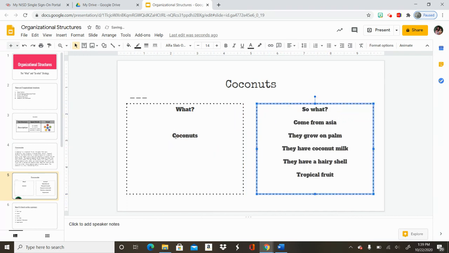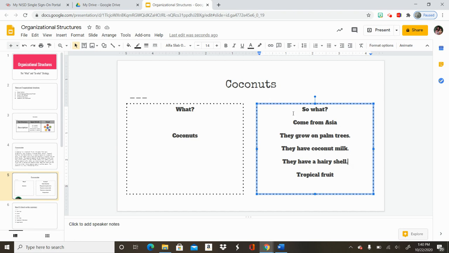We know that the coconuts come from Asia. They grow on a palm tree. Let me edit my work. Come from Asia. They grow on palm trees. Period. They have coconut milk. Period. They have a hairy shell. Period. Okay.